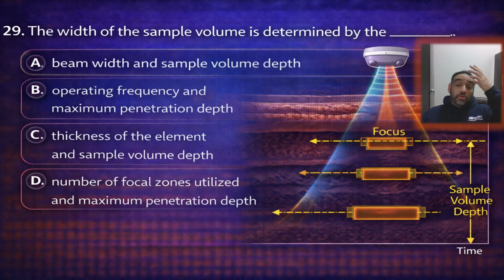D, the number of focal zones utilized and maximum penetration depth. Focal zones affect where the beam is narrowest, but the number of focal zones does not determine sample volume width. Maximum penetration depth is unrelated to sample volume width. So think of sample volume dimensions in pulse Doppler as length controlled by pulse duration, and width controlled by beam width at that particular depth. Beam width changes with depth, so both matter.